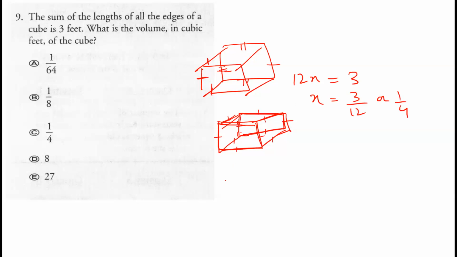So if it is a cube, the volume would be x cubed, which would be 1 upon 4 cubed. That is 1 over 64. Hence option A is correct.